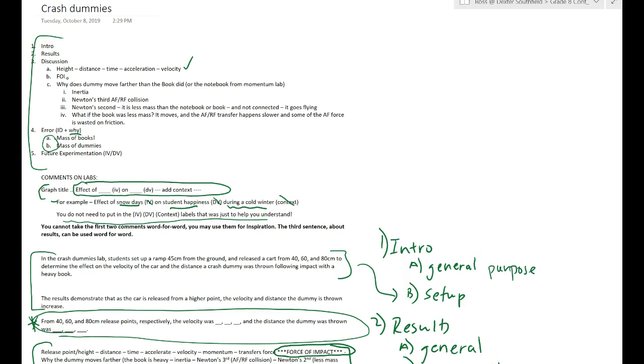If you're confused about the force of impact, the best place to go is the momentum video, because the momentum lab video has tons of details. I talk about it for 5 or 7 minutes in there. I'll go over it really quickly.